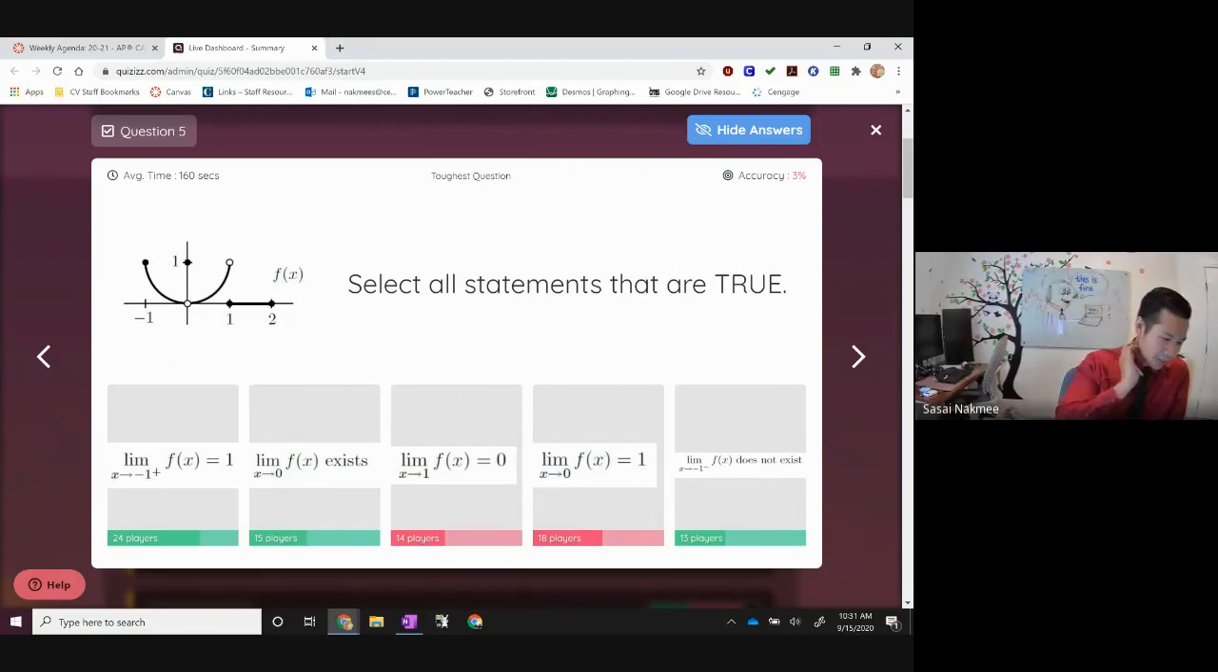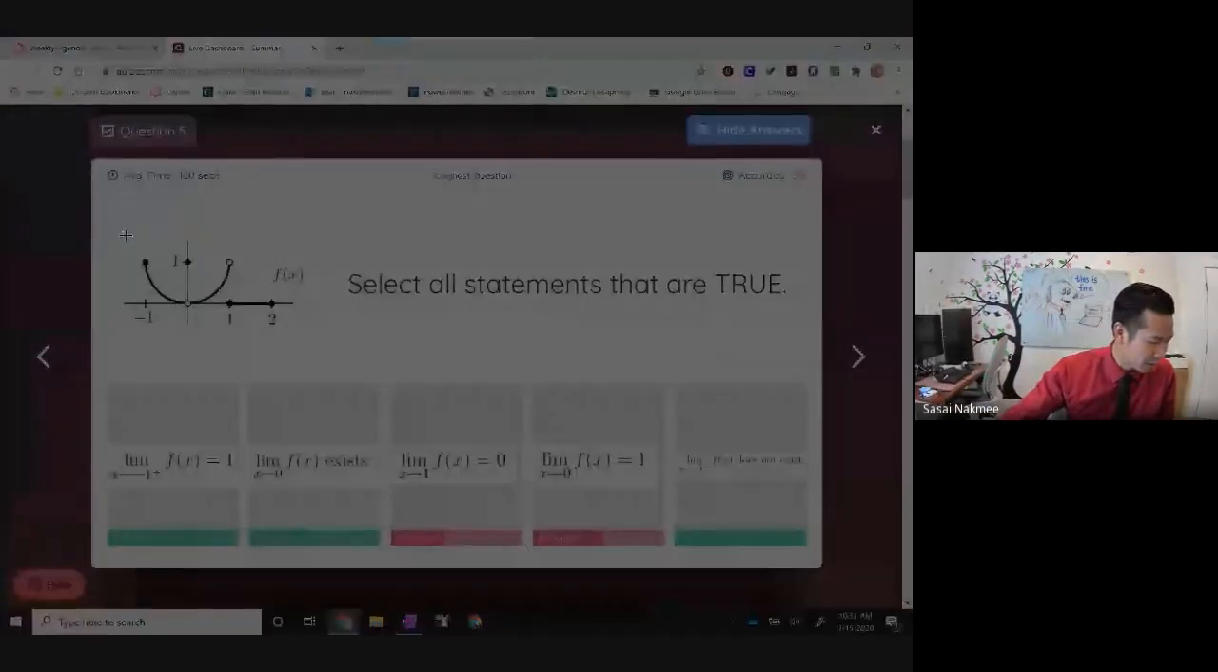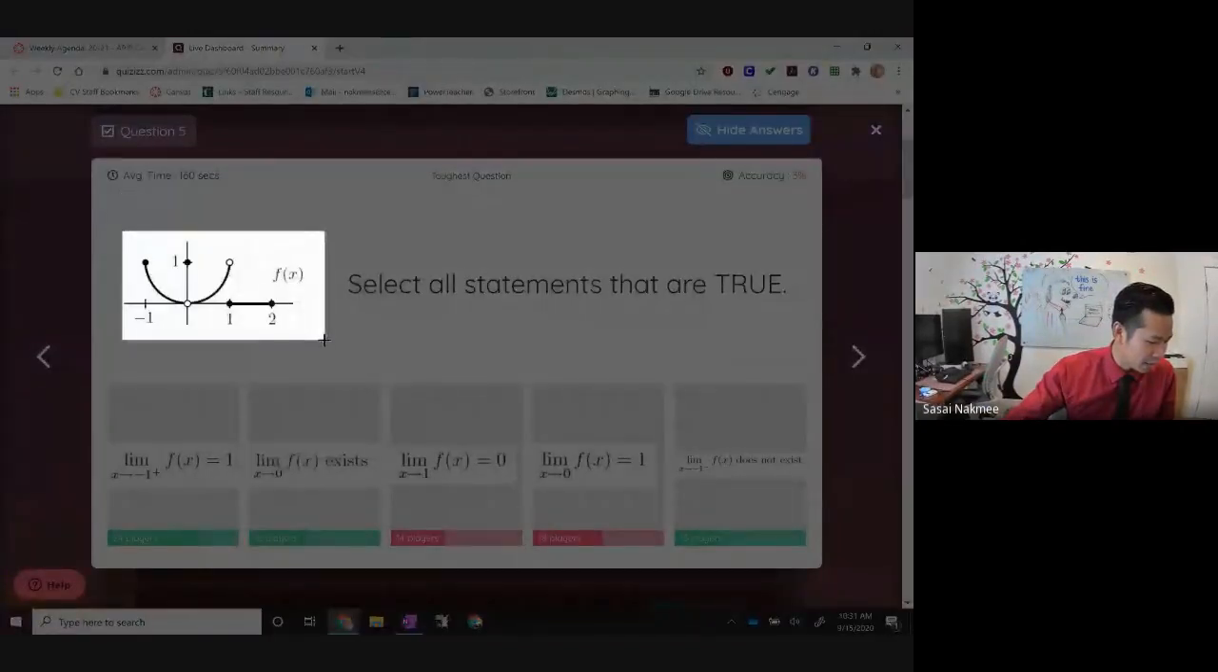So this one was the select all statements that are true. The toughest question there. Ooh, accuracy of 3%. Only 3%. That means only one of you got this all correct. The rest of you got partial points. So let's take a look at all statements that are true.